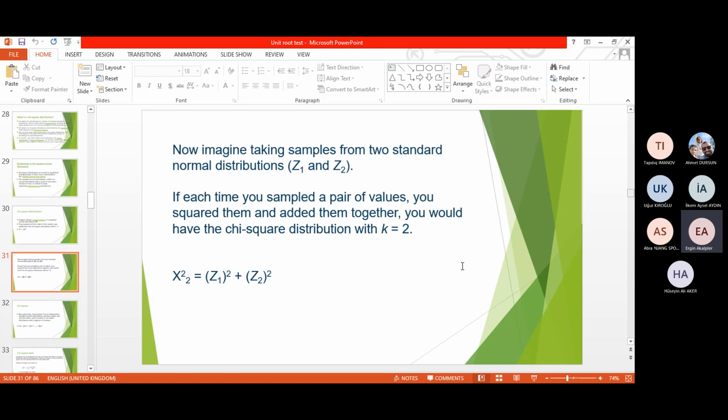Now imagine taking samples from two standard normal distributions, Z1 and Z2. If each time you sampled a pair of values, you squared them and added them together, you would have the chi-square distribution with k equal to 2.